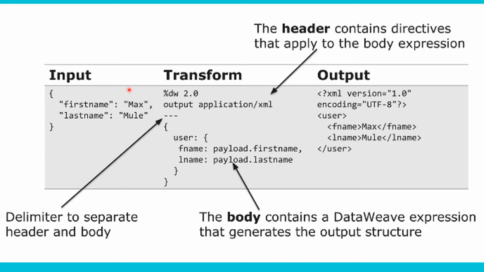After that comes these three dashes. Those are the delimiter to separate header and body. Above these dashed lines would be your header, and below that everything is your body. In the body, you will have the actual DataWeave expression that is generating the output structure as required. For example, here in input you have firstName, but in your output you want fName. So here you are transforming it. How? You are saying fName colon payload dot firstName. So you are assigning the value of payload dot firstName to fName here, and same with lName.